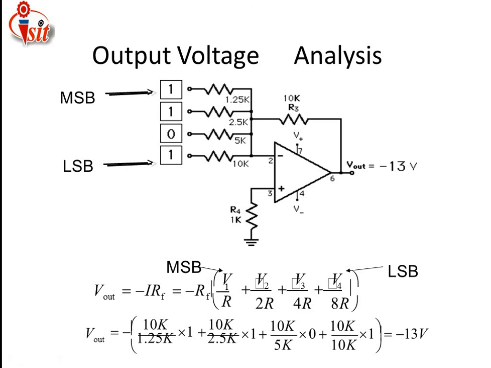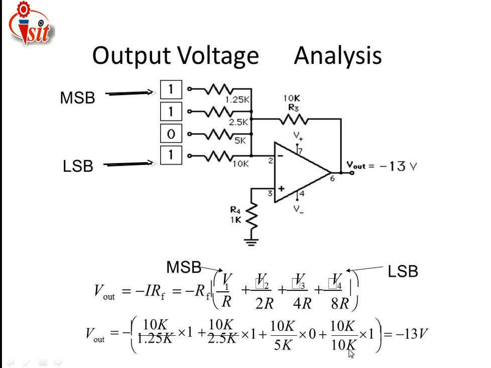We don't know what the value of V1 voltage is, but we know very well the value of R. We are calculating 10k divided by 8, which gives 1.25k, because we know the value of R. Then 2R is 2.5k, we have put it here. Then what about the 4R value? 5k, we have put it here. Then what about the 8R value? The 8R value is nothing but 10k, we have put it here.